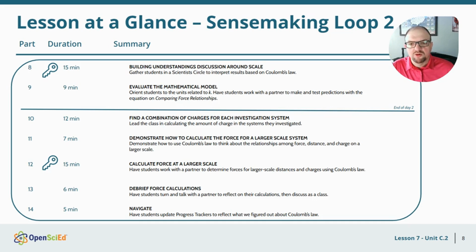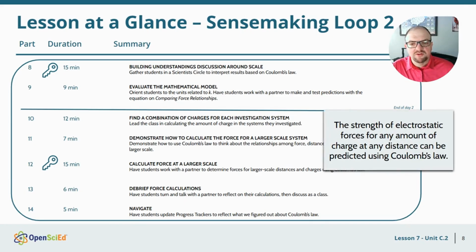In the second loop, parts 8 through 14, we move from the physical lab to the mathematical model in order to figure out that as distance increases, electrostatic force decreases in a nonlinear way, and as the amount of charge increases, the electrostatic force increases linearly. At its core, this lesson is when we discover Coulomb's law. I treat this as students earning the equation. We use the data they just collected to validate the formula.